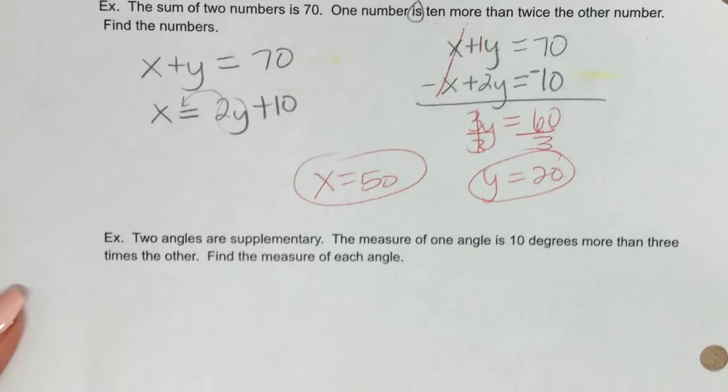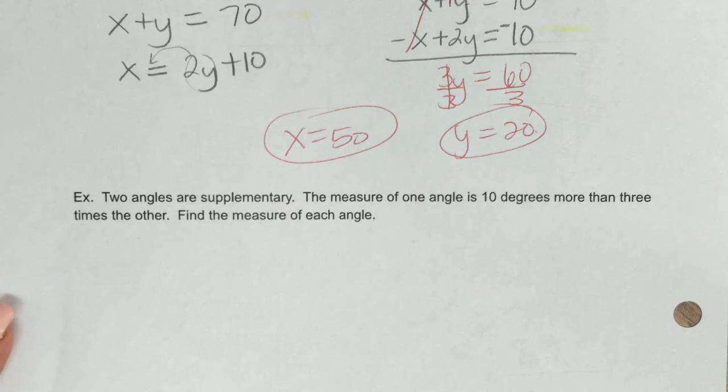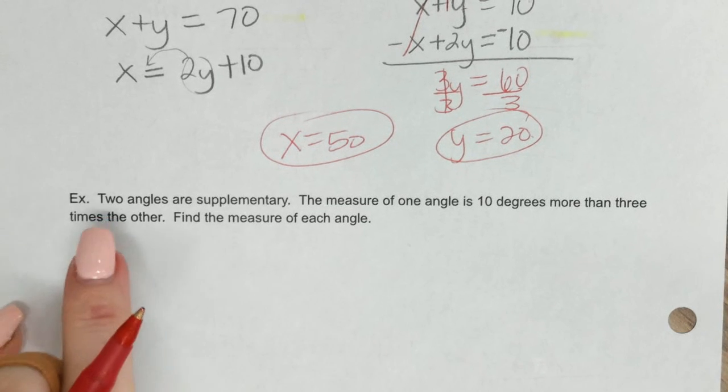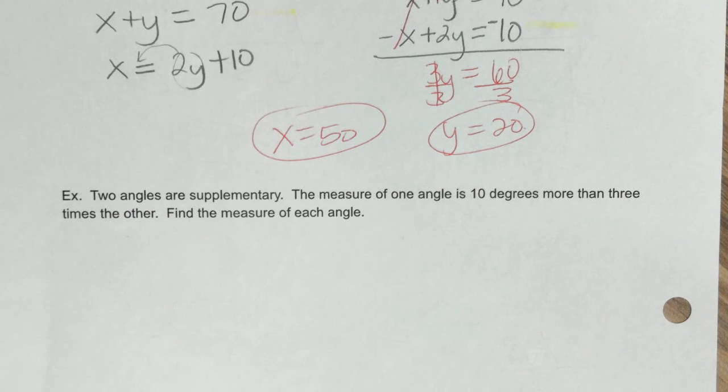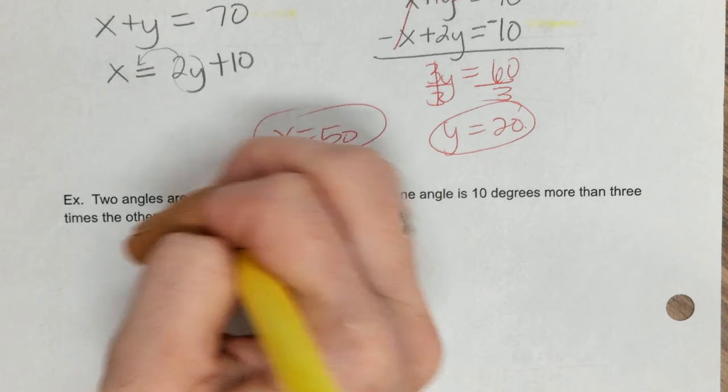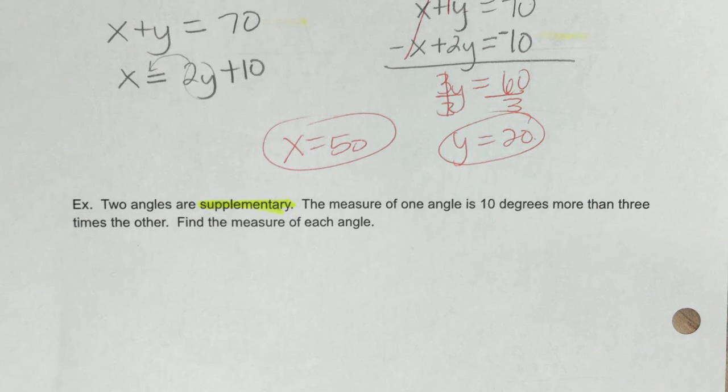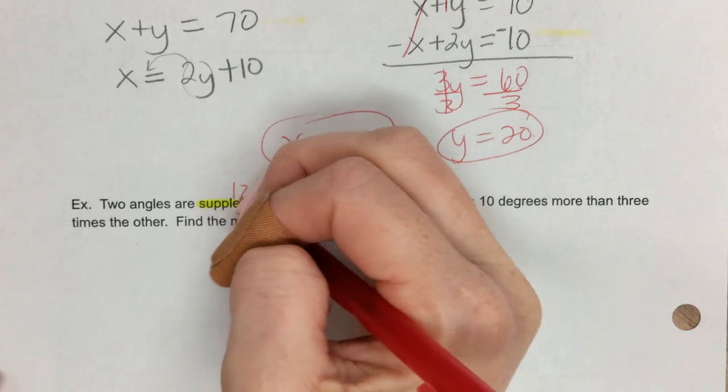Okay, let's talk about the next one, and then I'm going to let y'all try to write it on your own. It says two angles are supplementary. Does anybody remember what supplementary means? It means that they add up to equal 180. Y'all want to try to write it on your own now?